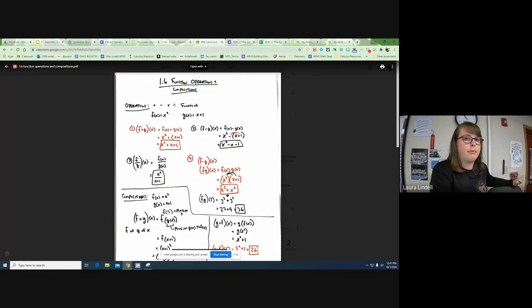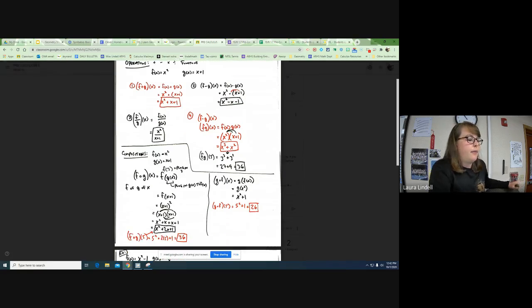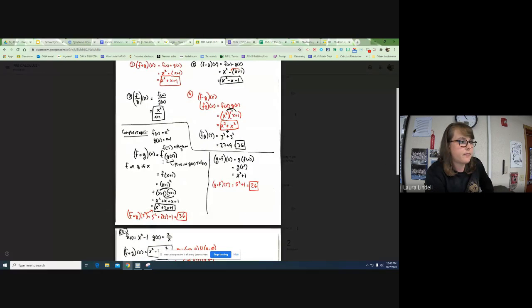We had function operations and compositions. So first we had adding, subtracting, multiplying, and dividing functions, what it looks like to do each of those things. And then we had compositions of functions, so like f of g of x and g of f of x and all that good stuff. So plugging in the g of x function to f, plugging in the f of x function to g. And if you wanted to get evaluated at a certain point, you would plug in the number once you're done.